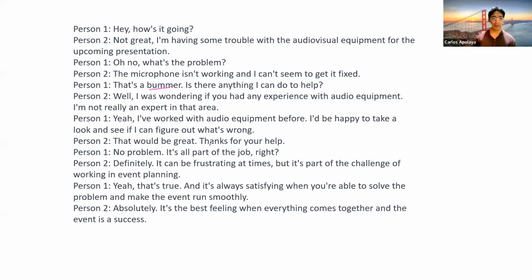Equipment, or figure out would be great. Again, this word, frustrating. It's not "frustrating," it's frustrating. And guys, maybe it is difficult, but you can try it. Like part of the problem, part of the job. You can use the rule. Any questions? Nope. No questions about this?